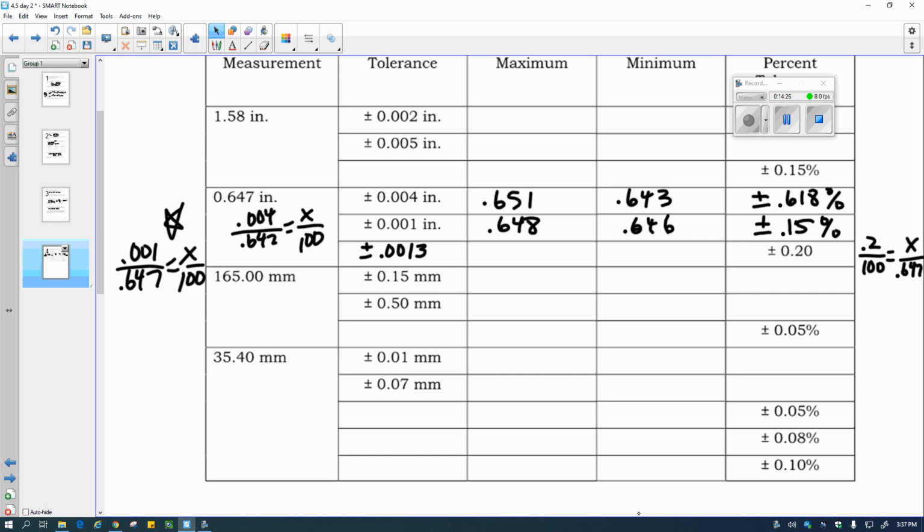So 0.0013 plus 0.647 is the 0.6483, and then the 0.647 minus the 0.0013 that I got from figuring out that percent is 0.6457. Okay, and the rest are basically the same. You just have to work your way through the problems.